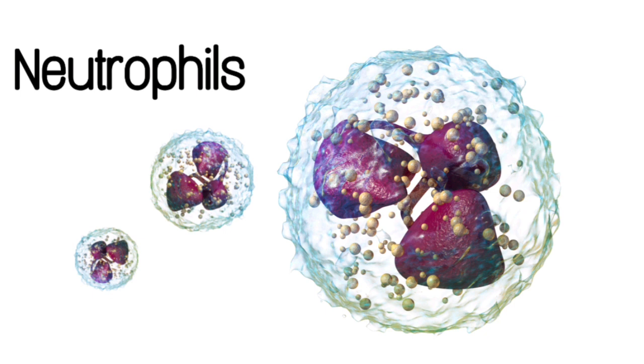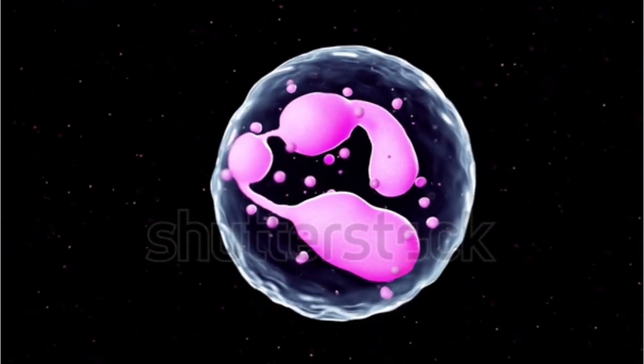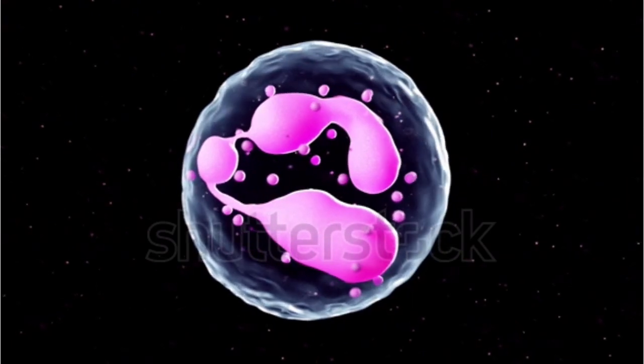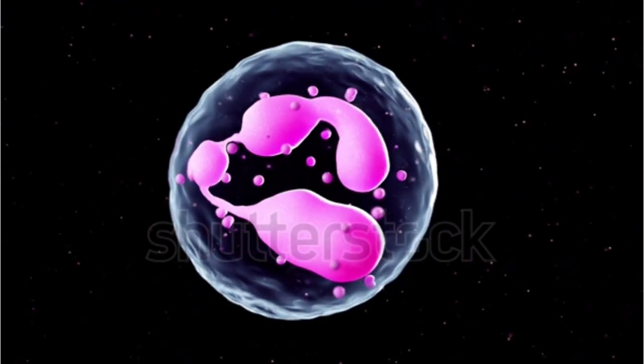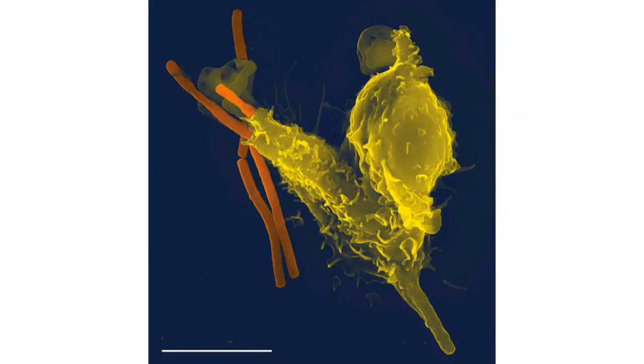Neutrophils. Neutrophils have a multi-lobed nucleus and these are phagocytic in nature. And these correspond to macrophages. 60 to 65% of WBCs are neutrophils and they have a neutral stain. These neutrophils are the most abundant WBCs which attack against the antigens.